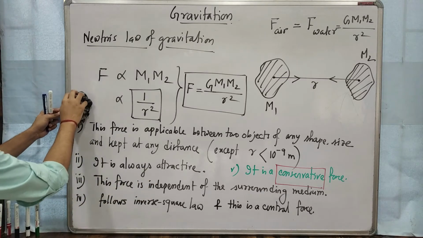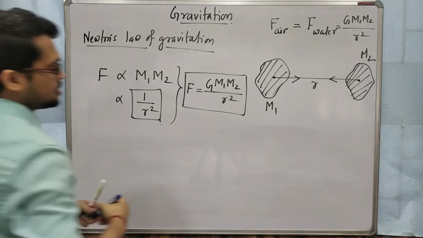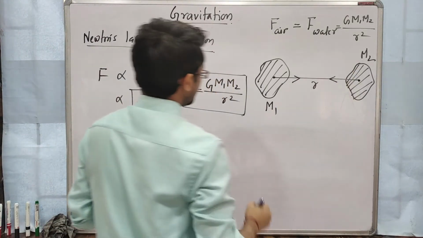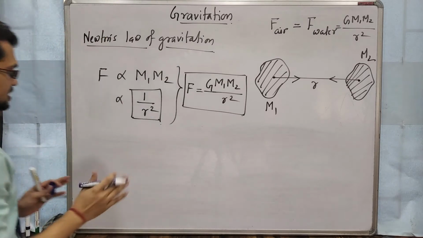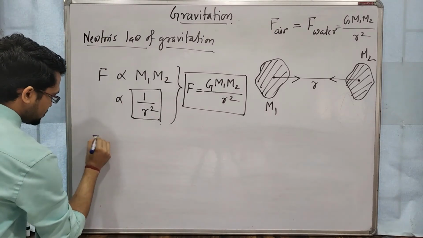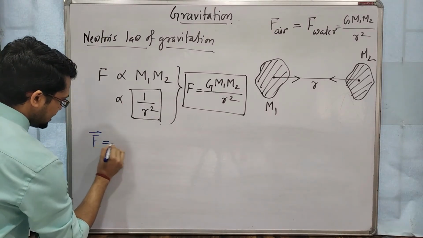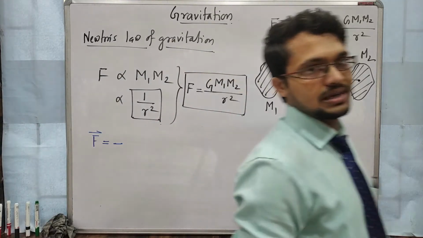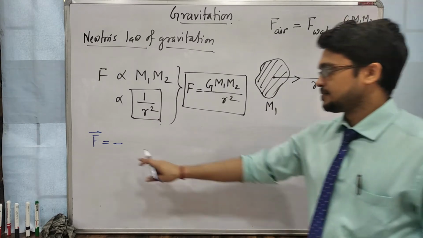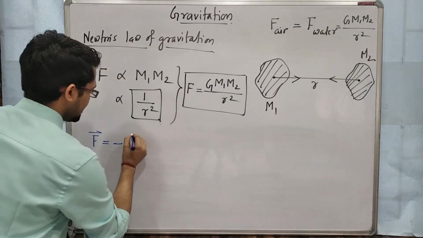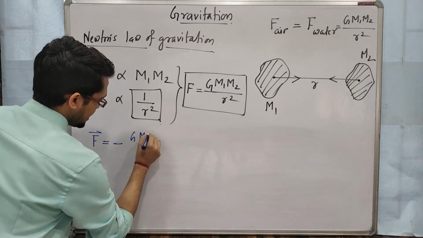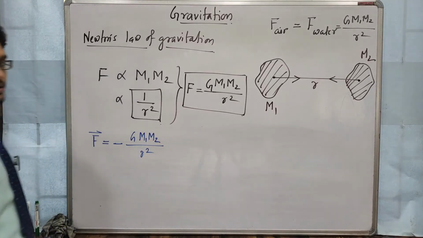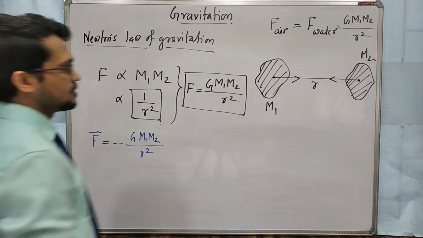Now I am writing the vector form. So this is 1, this is 2. Here the force is always attractive, and attractive force is always written with a negative sign. So F is negative first of all, G m1 m2 by r square. Clear?